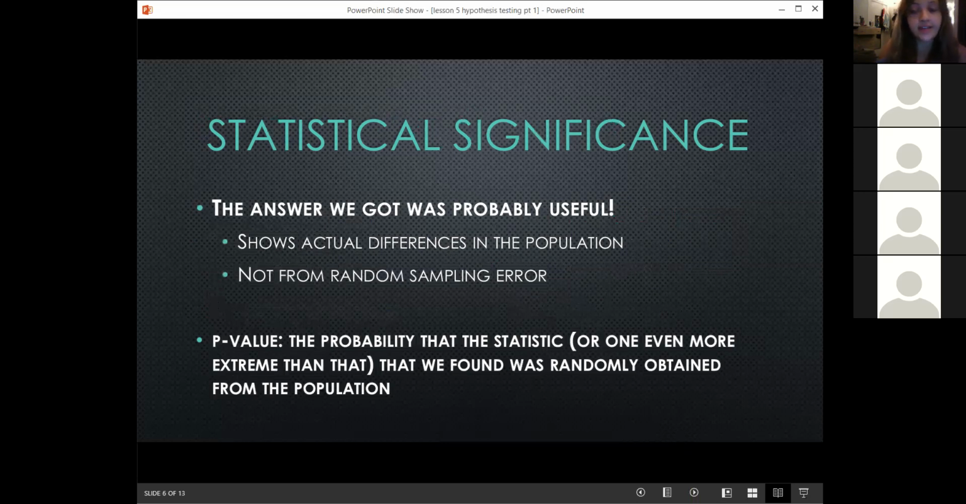Okay, so statistical significance, this is when we're talking about that single conclusion I was telling you about for hypothesis testing. If something's statistically significant, we can say that the answer that we got is probably pretty useful. What we found is showing some sort of change in the population, and it's also saying it's not from random sampling error. It's not that we accidentally found this answer; it's actually that there's some sort of difference in the population. So that's just the book definition of what a p-value would be: the probability that the statistic, remember that's the measurement of our sample, or one even more extreme than that, was randomly obtained from the population. We want to make sure that our p-value is small if we want to have statistical significance, because we don't want it to be randomly obtained from the population. We want it to be actually what we were trying to find. We want to actually find a change there. So that's why we want the p-value to be small.